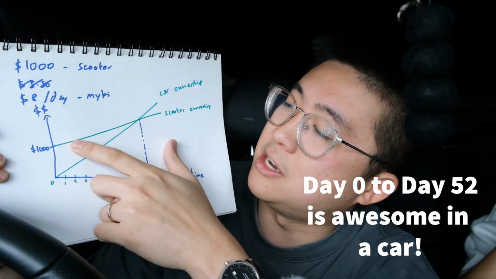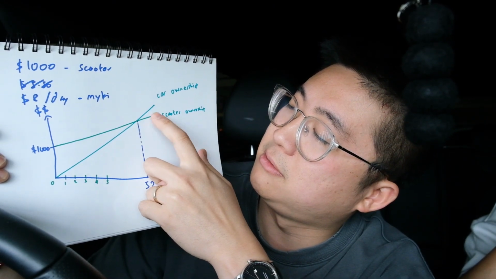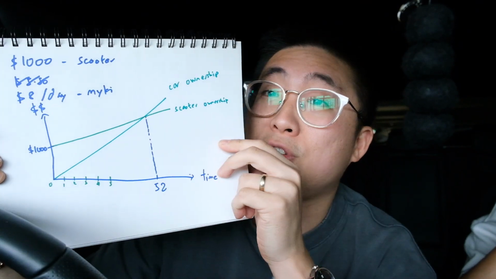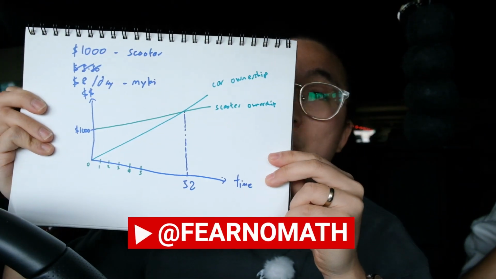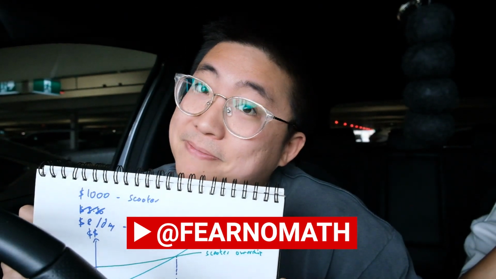So if you look over here at 52 days, it seems to me that it's actually cheaper to own a scooter. So there you go. 52 days is what you need. While owning a car is pretty fun, it is cheaper after 52 days. And that's simultaneous equations used in real life.